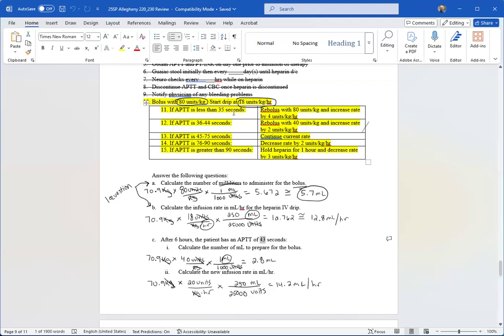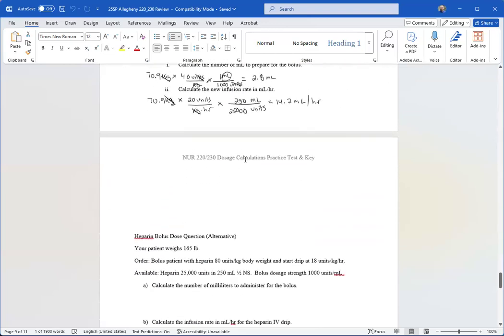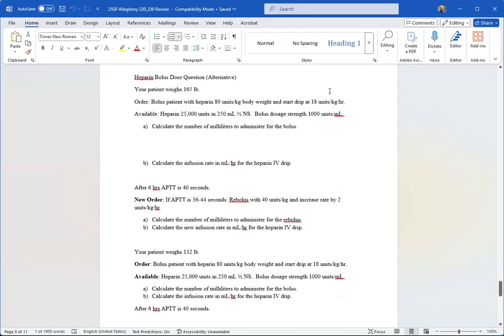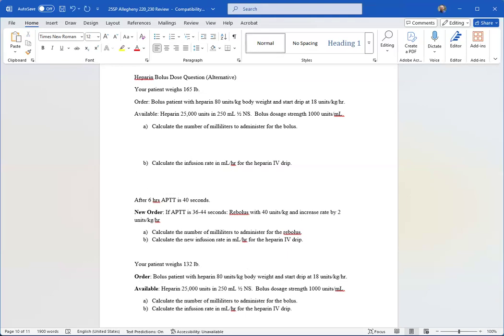All right. So let's do some of these ones that I didn't answer last time, where I cut out all the extra wording, the whole table, and I just gave you the meat of what you need to know. So I gave you the meat of the patient's weight, the order, and the available, and then I asked you to calculate the bolus and the IV drip. So if I can get you to focus on these and you can get these right, I think you're going to be really good. So let's work through these.